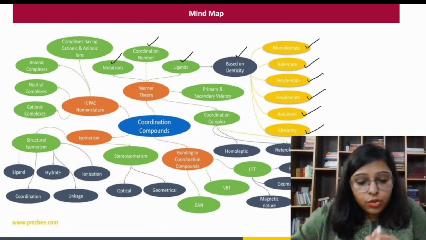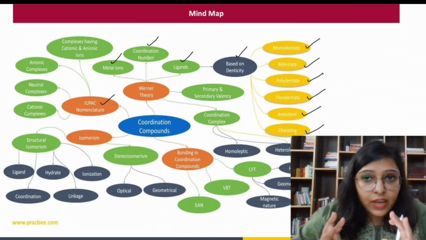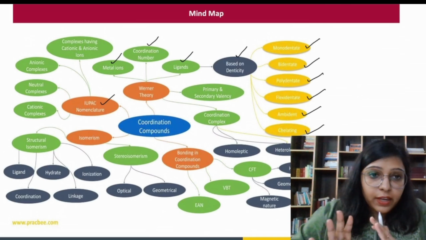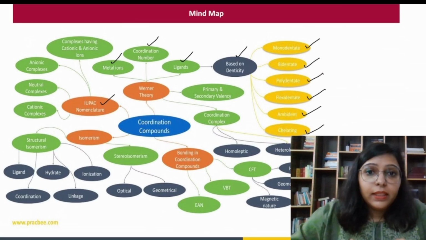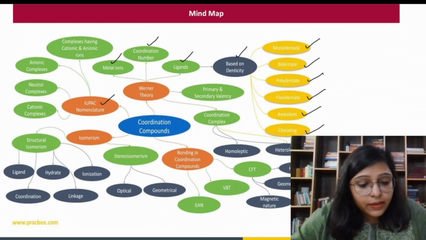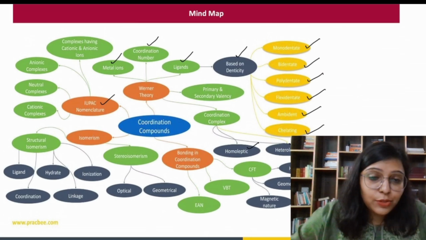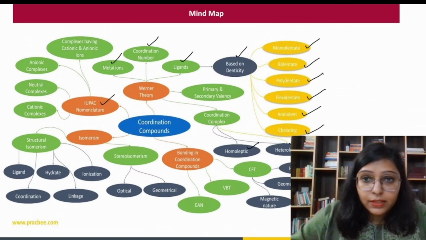Then you should know the IUPAC nomenclature, how to write down the name of the complex. We have some basic rules, some standard rules, so you have to revise all those rules in order to write the correct name. Then we have types of complexes, like homoleptic complexes and heteroleptic complexes. So you should know what are homoleptic and what are heteroleptic complexes.